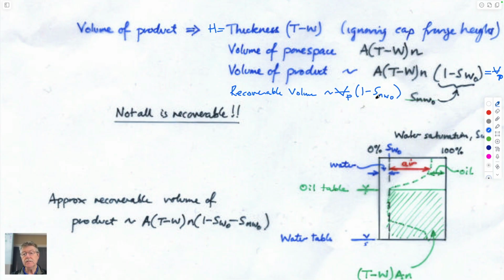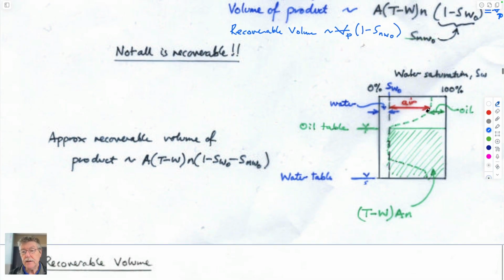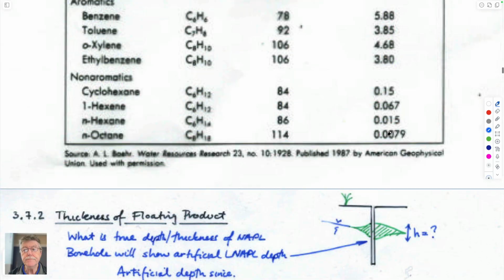Or you could rewrite this, this is the volume of product that's in there. The amount that's recoverable would be all this amount that's in there minus the stuff that stays in because of the water. Yeah, because there's just saturation. Okay. So this is kind of what it looks like as you go down.